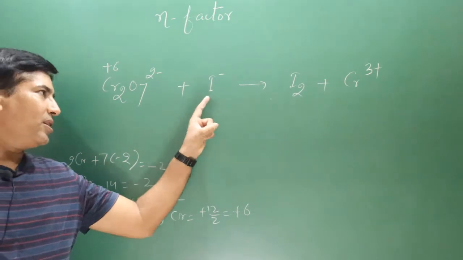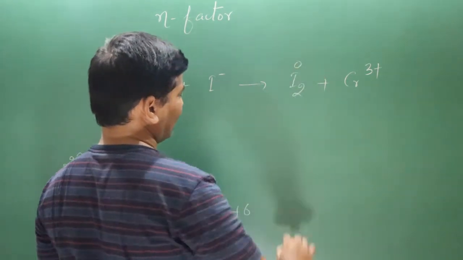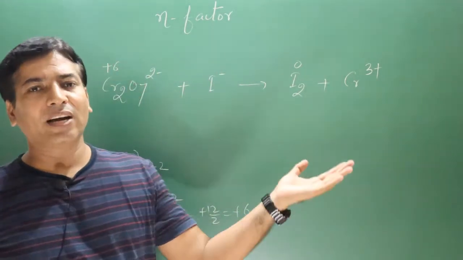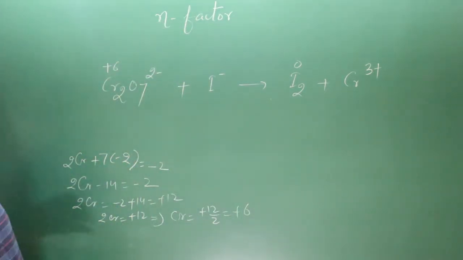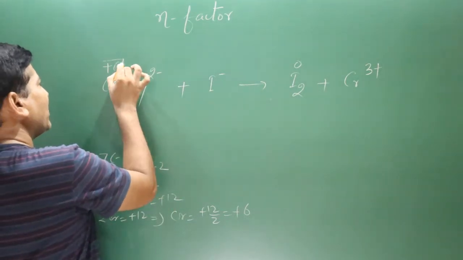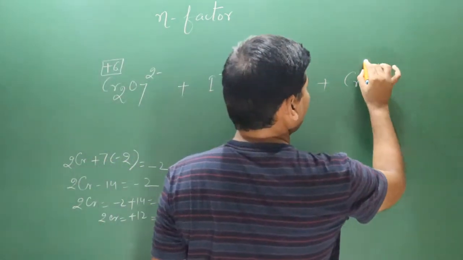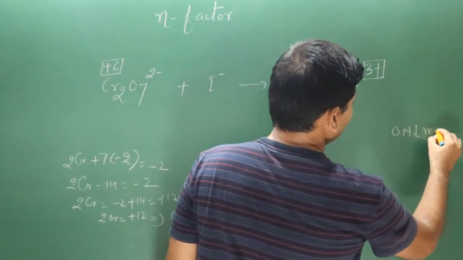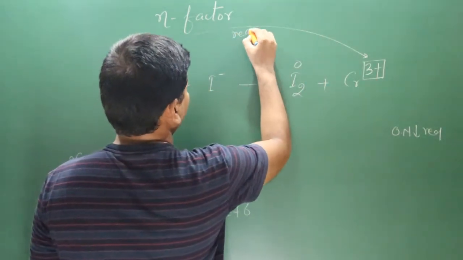This is a monoatomic ion, this is a neutral molecule with 0 oxidation number, and this is also a monoatomic ion, and the charge of a monoatomic ion is equal to its oxidation number. Now we compare the oxidation numbers. On the left side chromium is showing +6 oxidation number, and on the other side it shows +3. A decrease in oxidation number is always a reduction reaction. You can see it undergoes reduction.